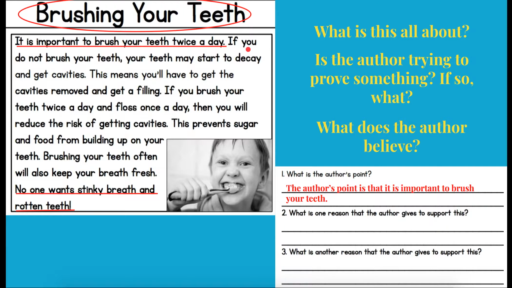So right here it says, if you do not brush your teeth may start to decay and get cavities. Well, I know when something decays, it kind of goes bad or it rots. And I don't think that we really want our teeth to rot. So that to me is a pretty good reason that he's trying to give, that's showing that it's important, because he's saying if you don't brush your teeth, you're going to get cavities.